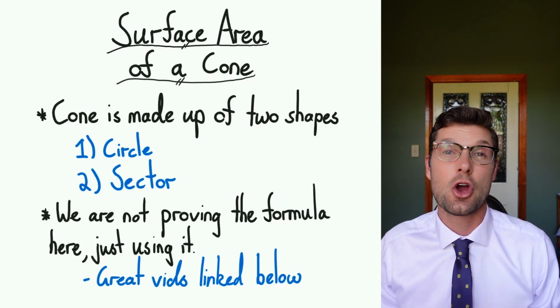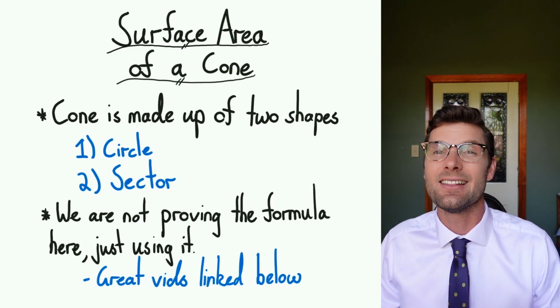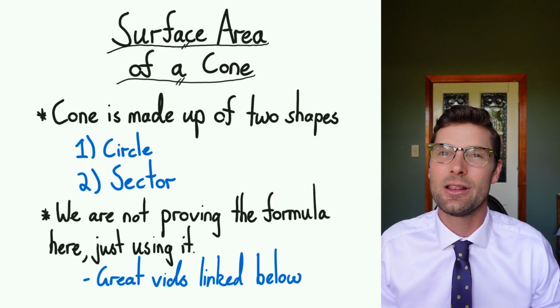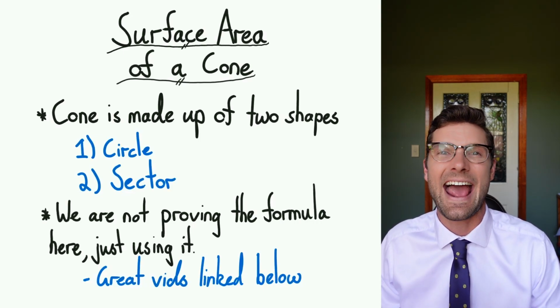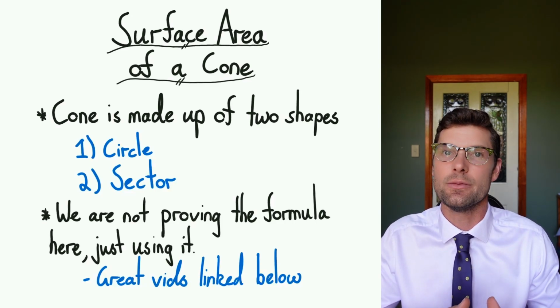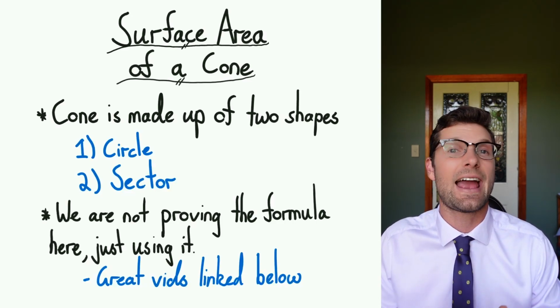Today we're going to look at the surface area of cones. And luckily for you, we're not going through the proof of how we get to the formula. We're just going to use it in action. So a cone is made up of two shapes. It's made up of the circle at the bottom and then the pointy bit, which is actually a sector.